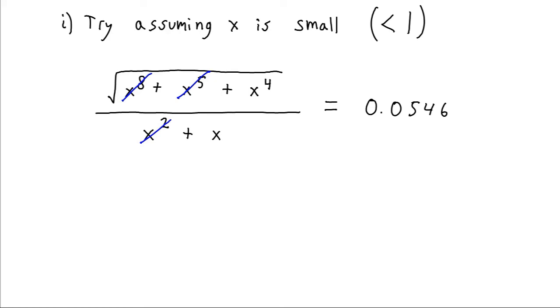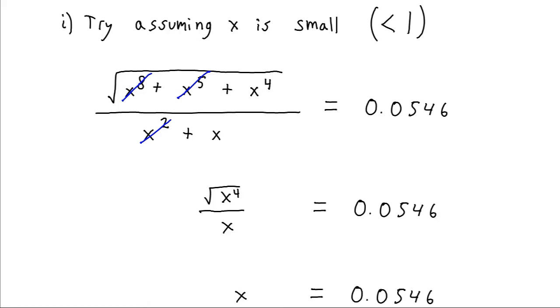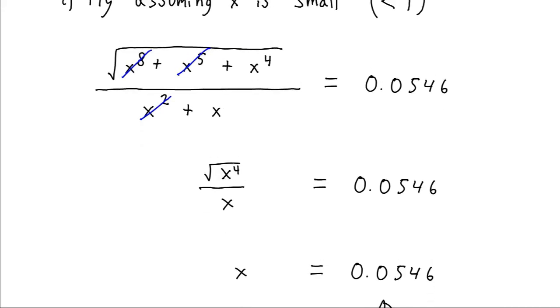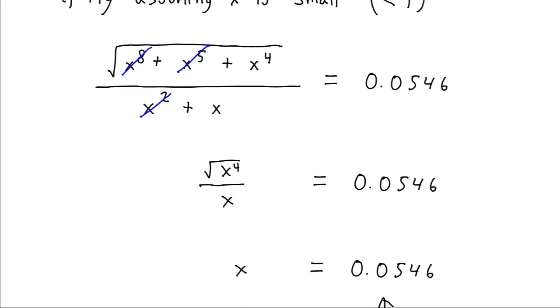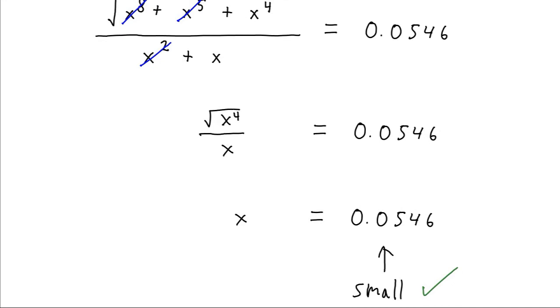So now we have the square root of x to the 4th, which is going to be x squared over x. So we have x squared over x is equal to our 0.0546. X squared over x is just going to be equal to x. So x is equal to our 0.0546. Now this is a small number, just like we assumed in our hypothesis, and so this all checks out.